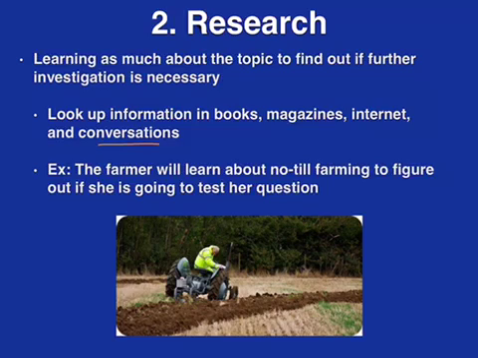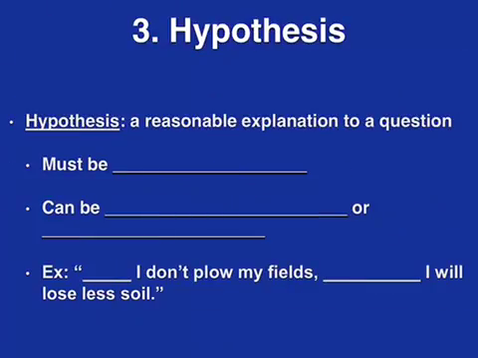She could look up information online about no-till farming. She could talk to farmers who practice no-till farming. Or she could read, I'm sure there are agriculture magazines out there that discuss this topic. So once she has done her research and decided to move ahead with this, she's probably going to, whether she thinks about it or not, create a hypothesis. And a hypothesis is a reasonable explanation to a question. In order for a hypothesis to be valid, it must be able to be tested.